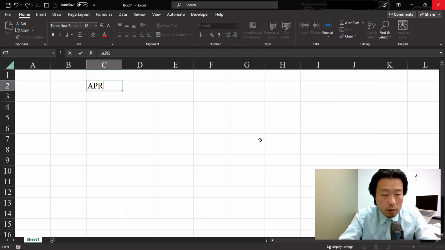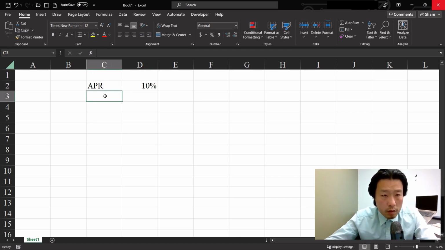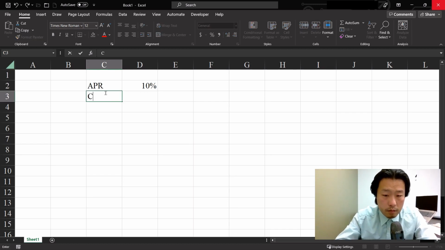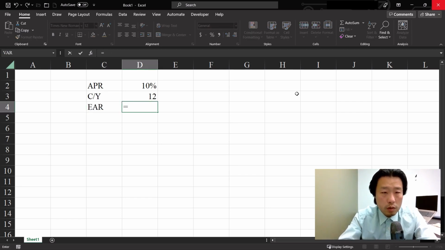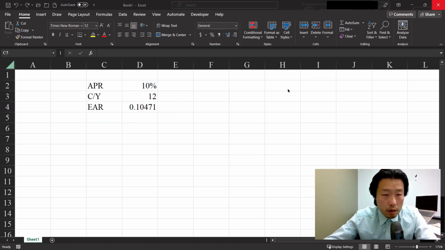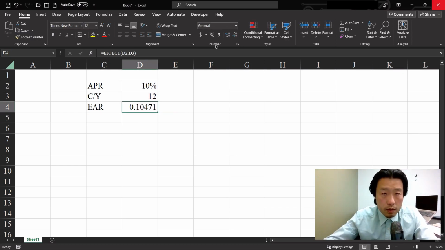We have the APR of 10%. It is compounded 12 times per year. If you want to get the EAR, we just need to use the EFFECT function. The nominal rate would be the 10% that we got earlier. And then the NPER would be the 12, which is the compounding frequency in a year. Let's change it back into a percentage.